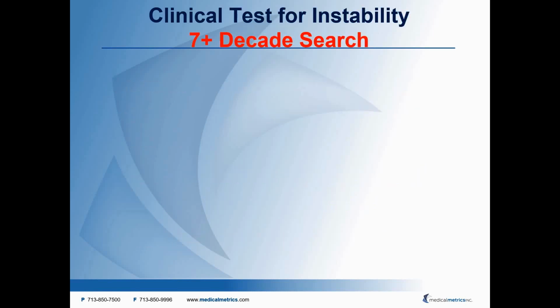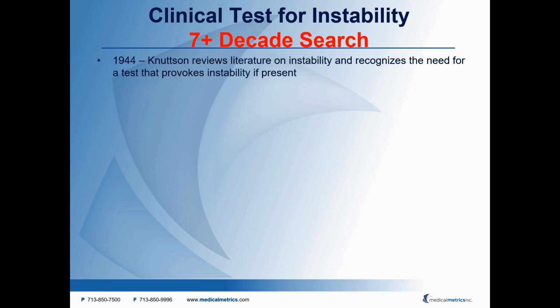For at least 7 decades, researchers have searched for a reliable test for spinal instability. In 1944, Knudsen published a paper focused on the importance of a test that can provoke instability if it exists, and that patients can experience symptoms due to instability.